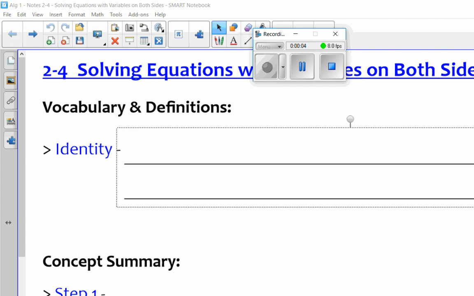Okay, everybody, this is chapter 2, section 4. We're gonna skip the identity here at the top of the notes. Identity is really just saying that if you have some number for a variable like x equals 2, that you could just go ahead and plug that 2 in wherever you see x. So we'll skip that for this section.